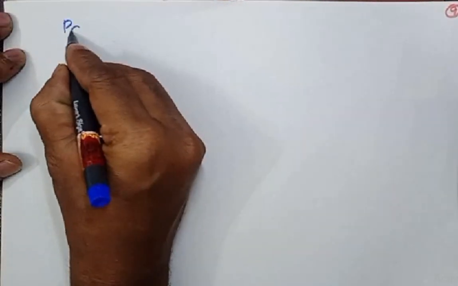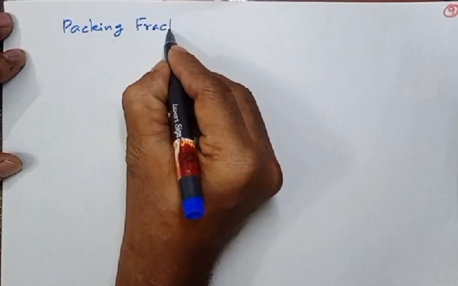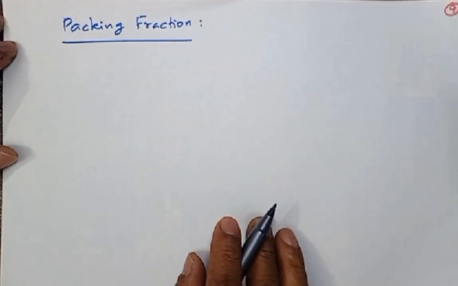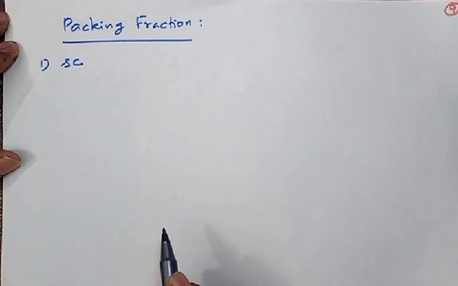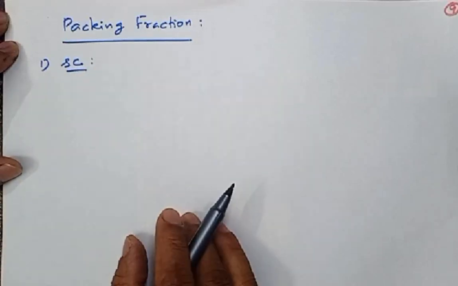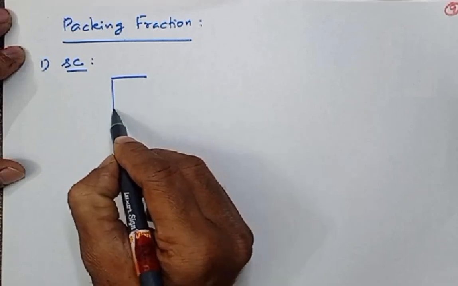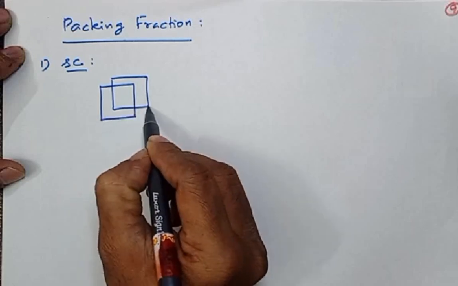Take down. The next point is about the packing fraction of different crystals. How to find the packing fraction? Let me take a simple cubic unit cell first. We'll find out the packing fraction for the simple cubic unit cell. Listen, in simple cubic, let me draw the cube first. Cubic unit cell, so let me take a cube.